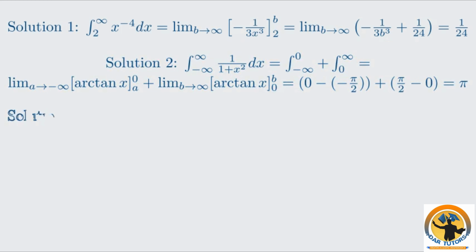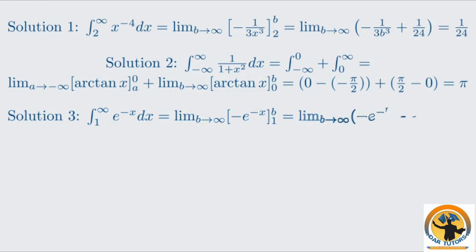For question 3, the antiderivative of e to the negative x is negative e to the negative x. Evaluating the limits gives us 0 plus 1 over e, which is 1 over e.